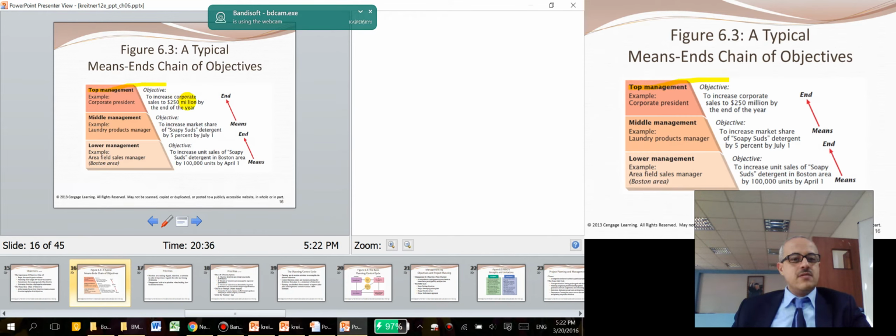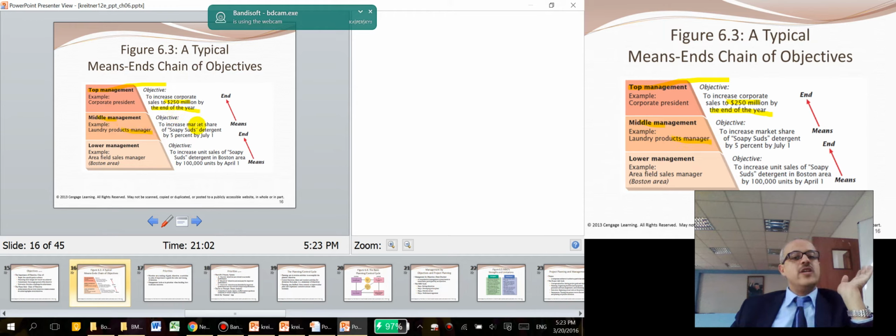Top management, this is an example. I want to increase sales to 250 million by the end of the year. How many people in your companies, the top management, have a goal or an objective like this? That is measured, defined by time, and specific in nature. Okay?